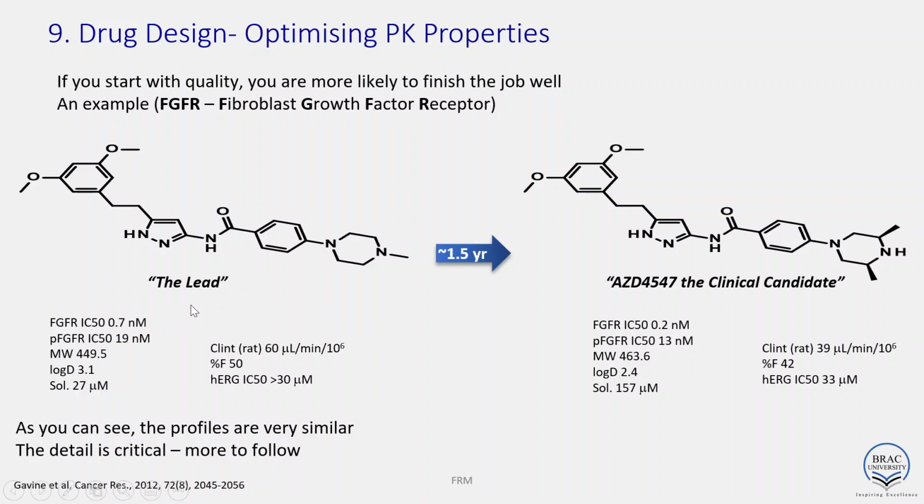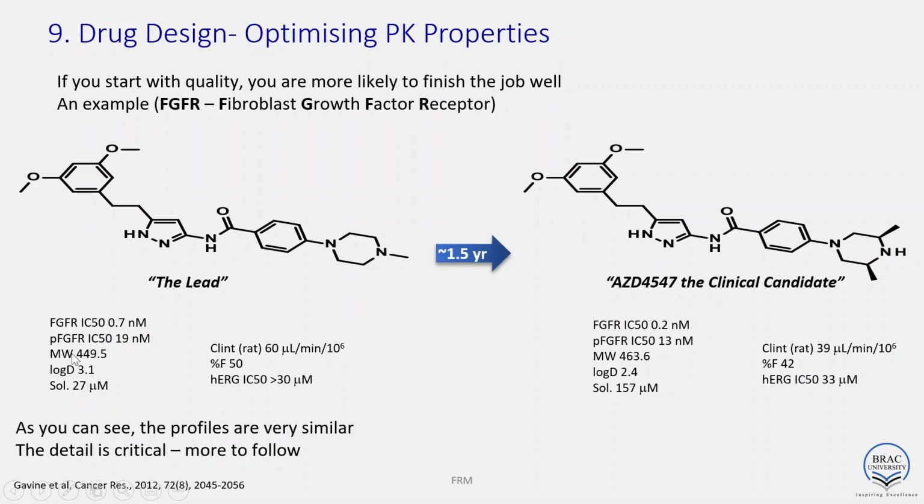So this is the lead compound, and you can see it has some profile, these pharmacokinetic properties or parameters. This is IC50. You know what is IC50? This is a measure for potency. How potent is it? Two IC50 values. One is 0.7 nanomole concentration, at which this lead compound inhibits the FGFR receptor, and this pFGFR is the phosphorylated version of the receptor.